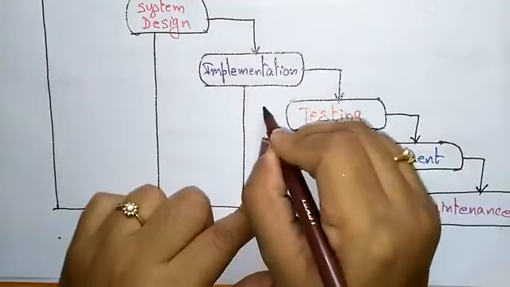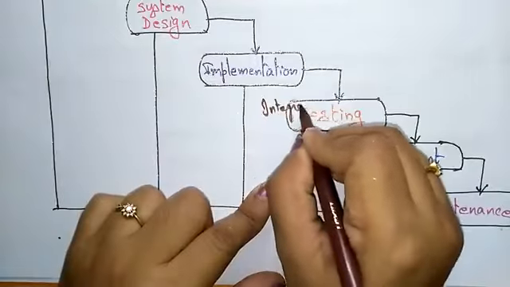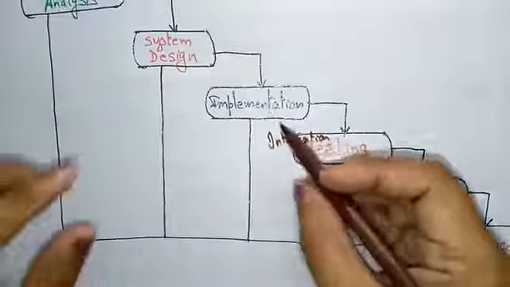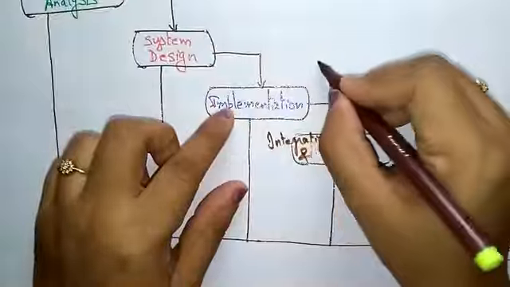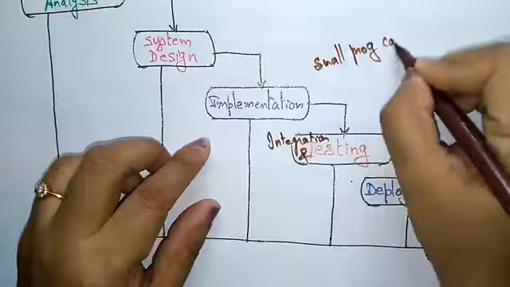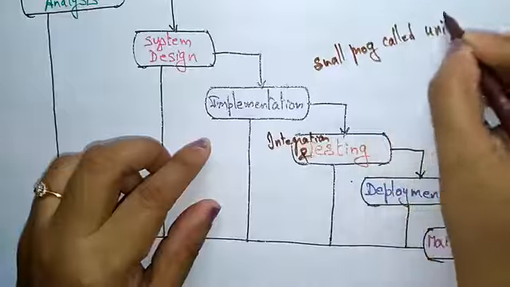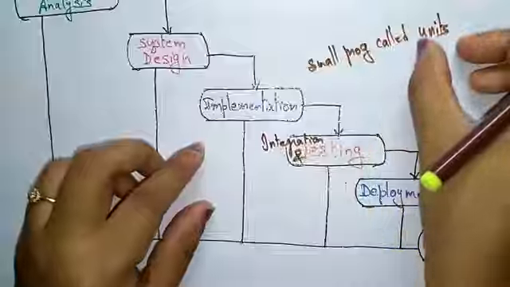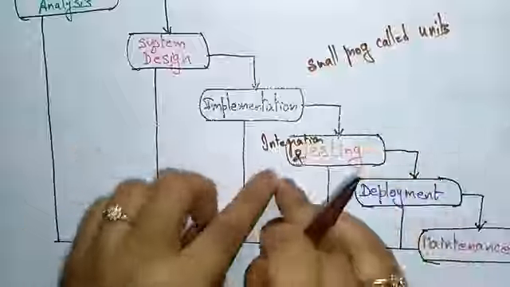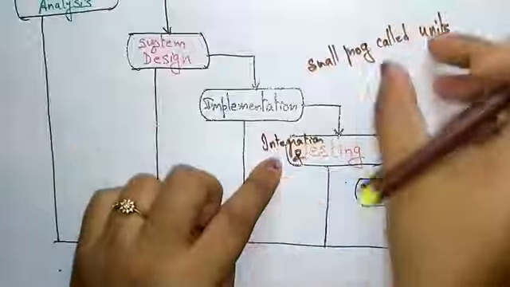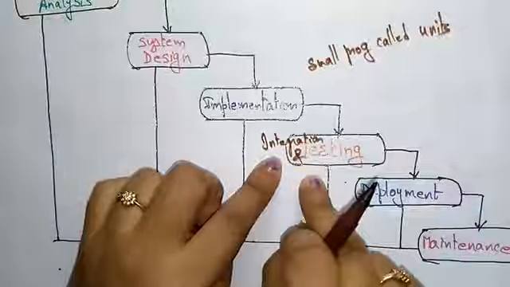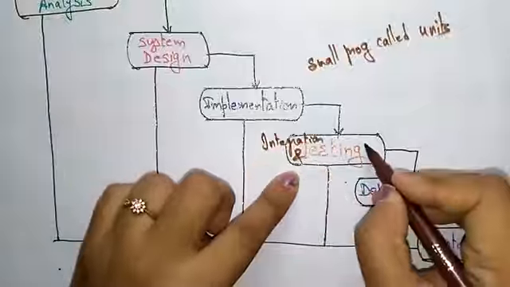Let me write one more point: integration and testing. Here I'm making small programs called units, so each unit we are testing. After that you have to combine all units, that you call integration. All units are integrated and the complete product is tested for any faults and failures in this phase.